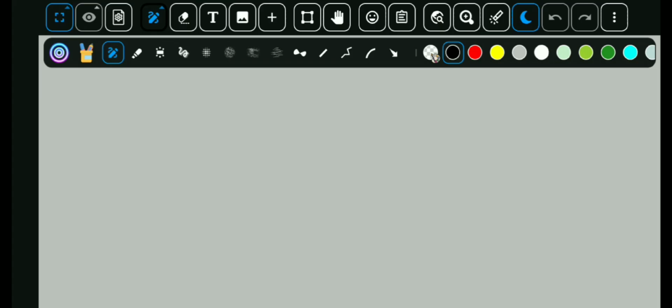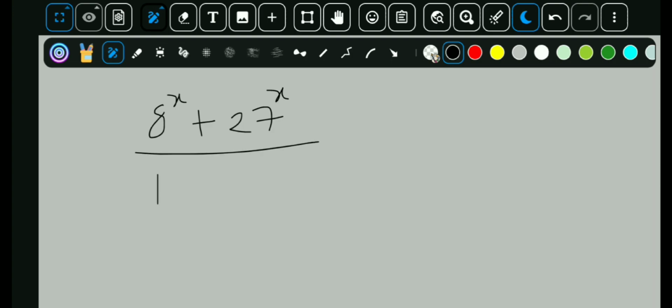And therefore now for the second question. The second question has been taken from an international maths Olympiad for some junior students. So the question goes like this. It is given in the question that 8 raised to the power x plus 27 raised to the power x upon 12 raised to the power x plus 18 raised to the power x is equal to 7 over 6. Now you are given this equation and you have to find the values of x, whichever is possible.